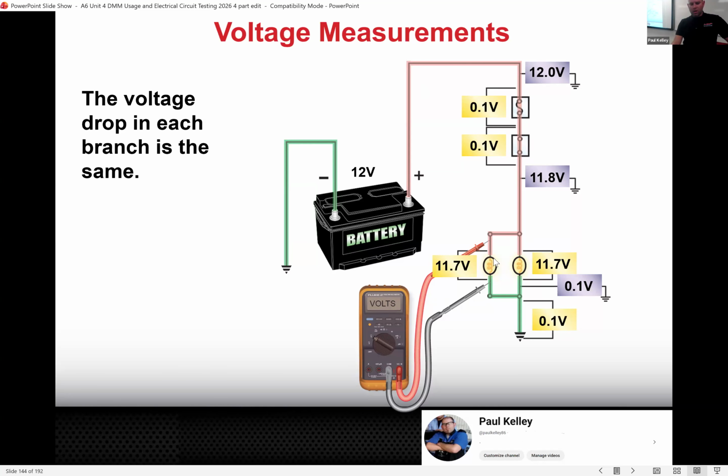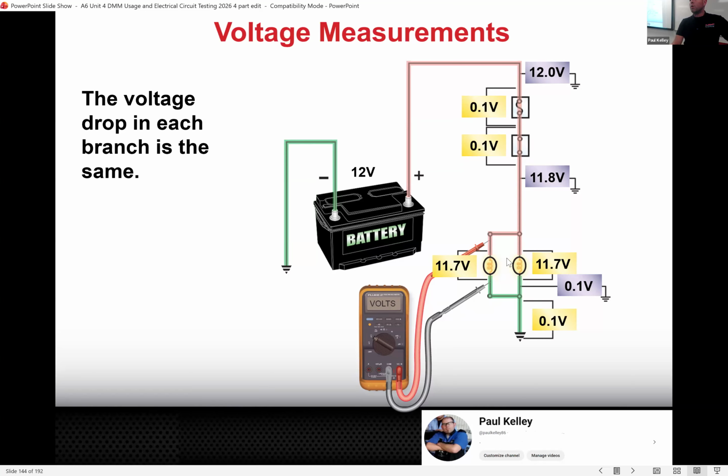I'd probably crack a cover off of this trunk and I'd go right to the brake light bulb and be like, what you got available? Boom. 11.7 on this bulb, 11.7 on this bulb. That tells me everything I need to know about the positive side of the circuit. Then I do the same thing. Let me check for ground on the bottom side. I should have good ground. That tells me everything I need to know on the ground side of the circuit.